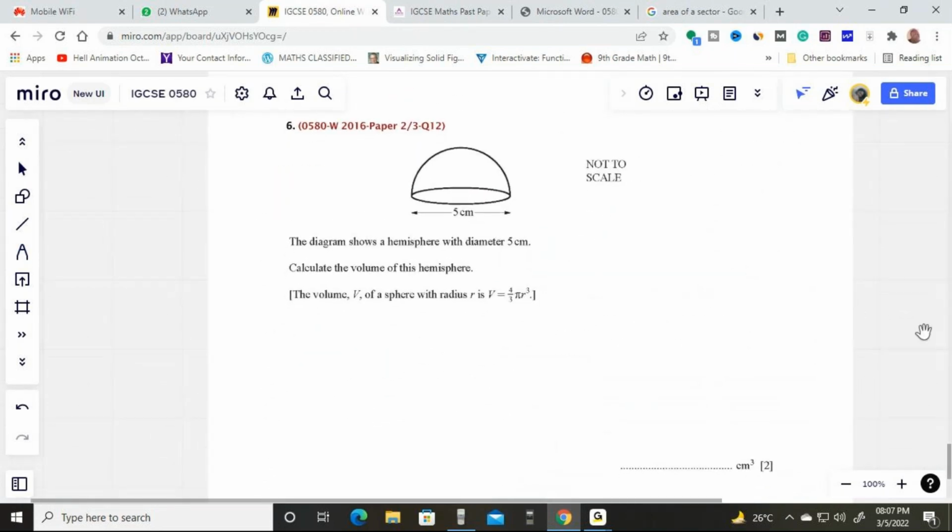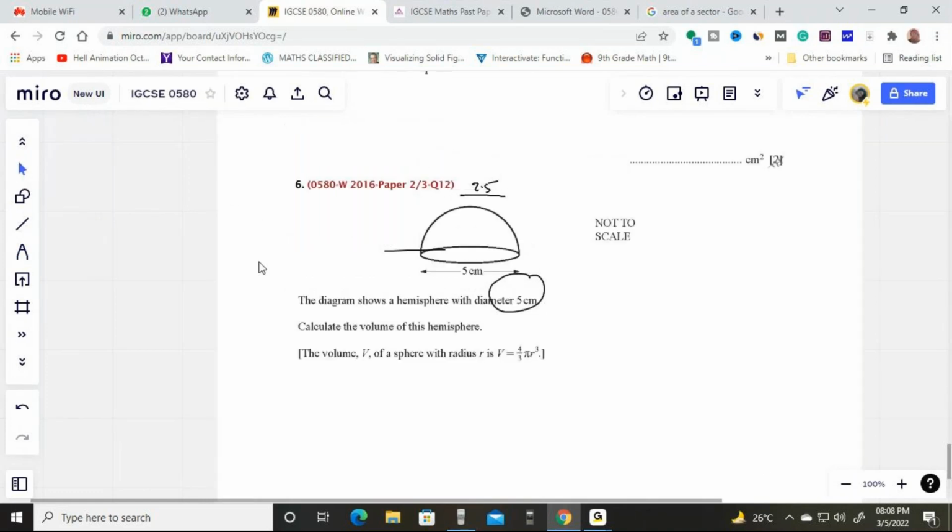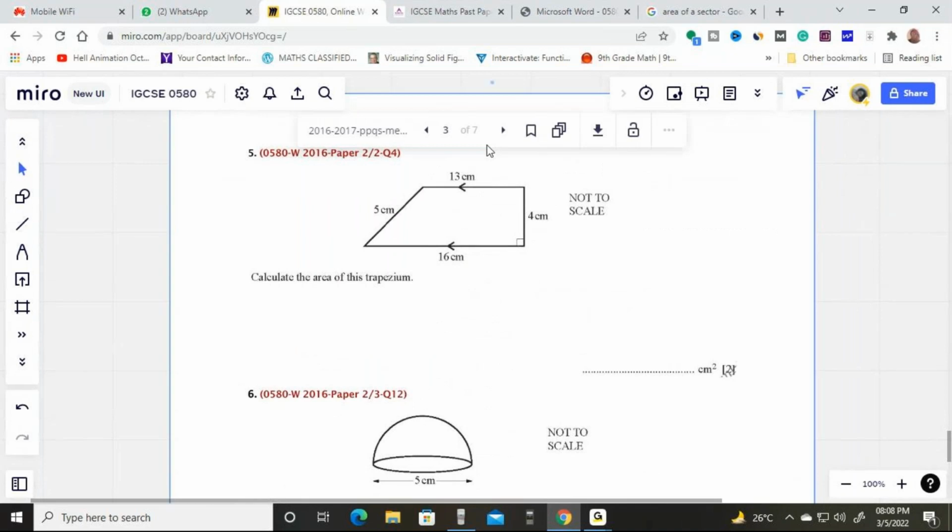Oh, what is this? A hemisphere. The diameter is given. You need to find out the volume, and they have given you a volume formula. So you only need to substitute the value of your diameter, that is 2.5. Okay, you will get your answer. So it's easy, you can do that. Easy questions I'm not going to pick up, I will only pick up typical looking formats.